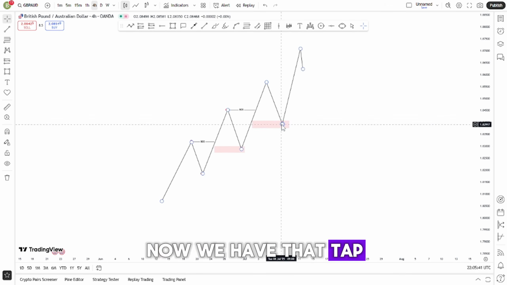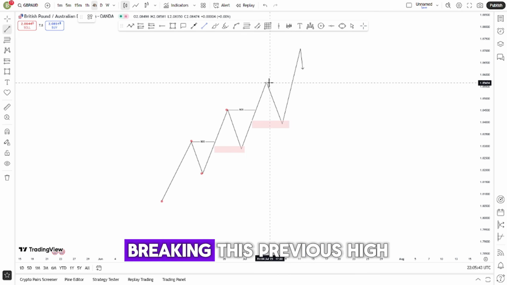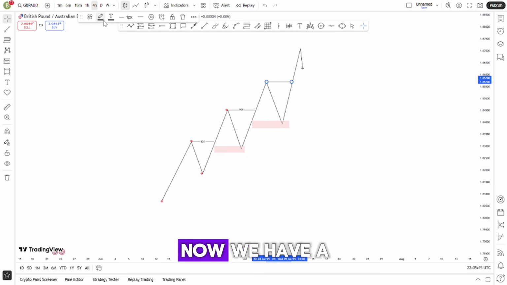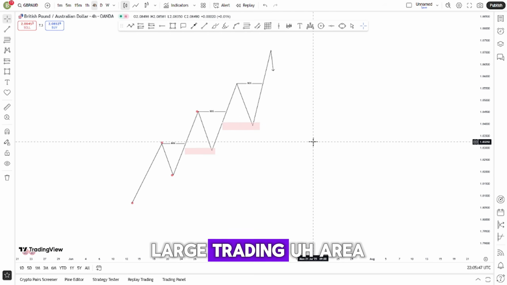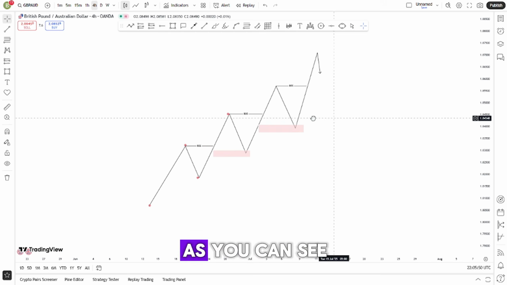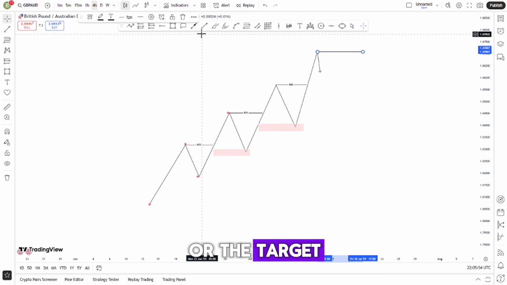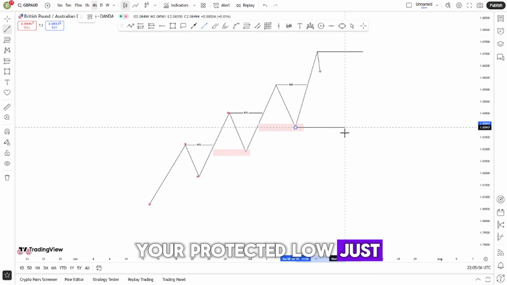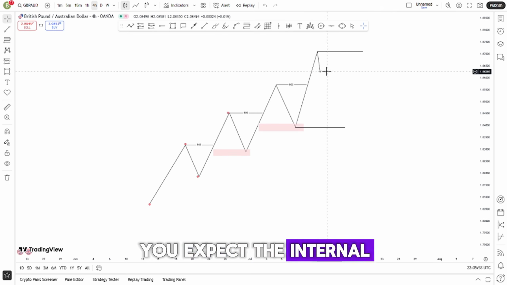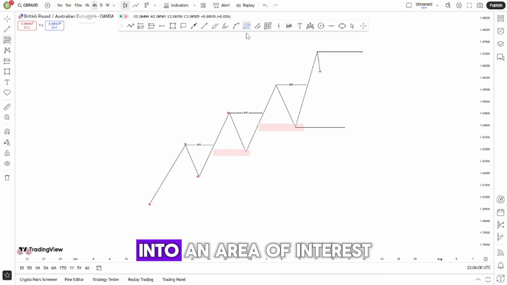Now we have that tap, the market pushed up, breaking this previous high, just like that. Now we have a large trading area, guys. As you can see from this point, this is your high that has to be taken out, or the target, and then this is your protected low, just like that. Now you expect the internal market structure to pull down into an area of interest.